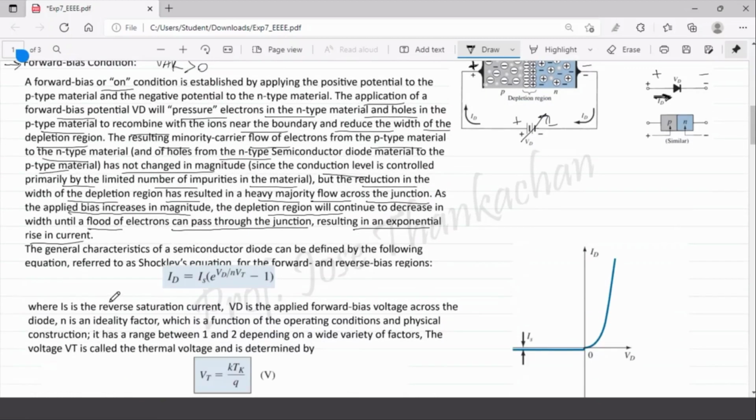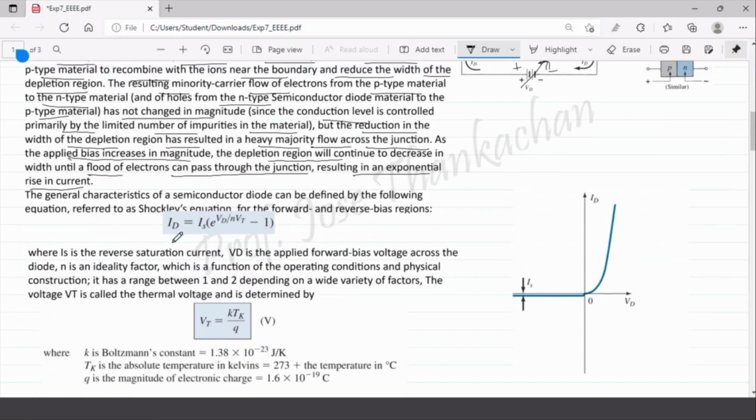And how do we represent this characteristics? So we know that it's an exponential increase. The general way of representing this characteristics for a semiconductor diode is with the help of the Shockley equation. And what is that equation? ID, which is the diode current, is equal to IS, the saturation current, reverse saturation current, times e raised to power VD, that is the voltage across the diode, divided by eta Vt, minus 1. So this is the equation for representing the current versus voltage.